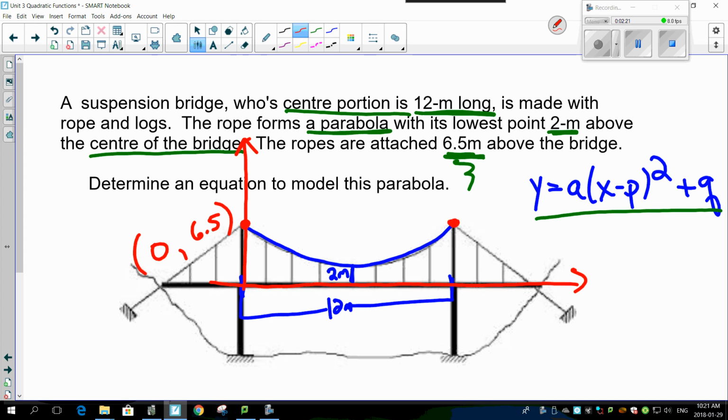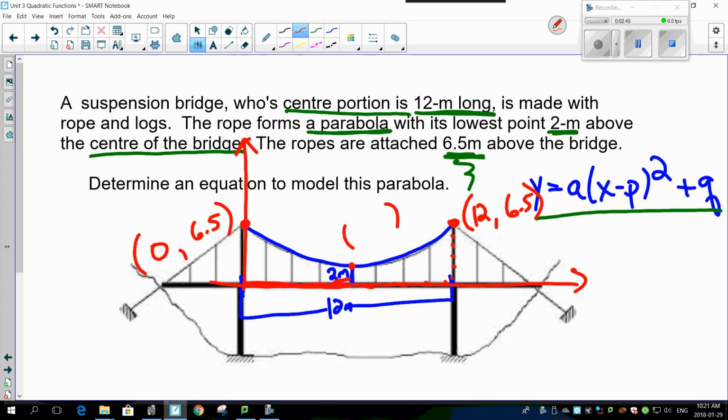Look at this coordinate out here. That's also 6.5, right? But how far is it? Well, how far is it? And then how far up? Well, that's 12 by 6.5. You have two coordinates to deal with now. And also, you're told that this lowest point is 2 meters. There's your minimum. So guess what? You have a coordinate for that as well.